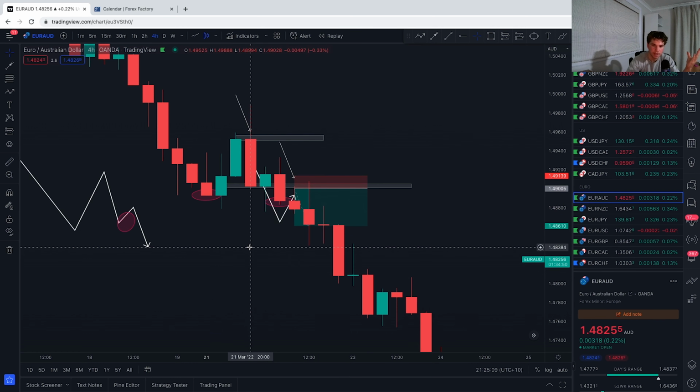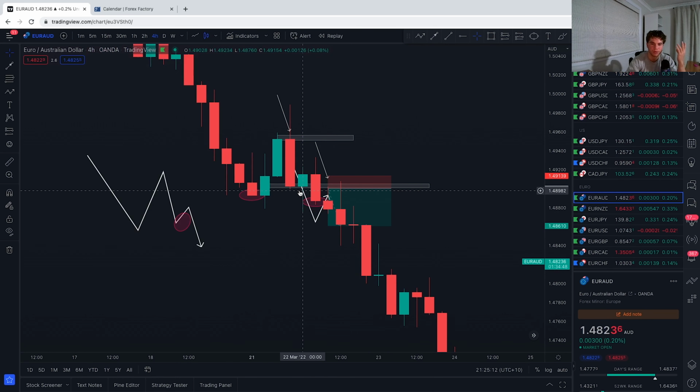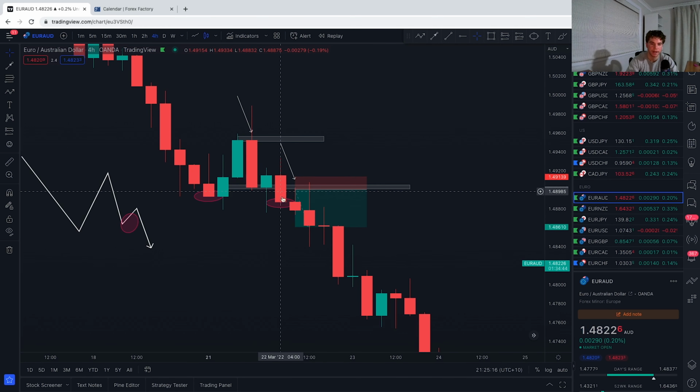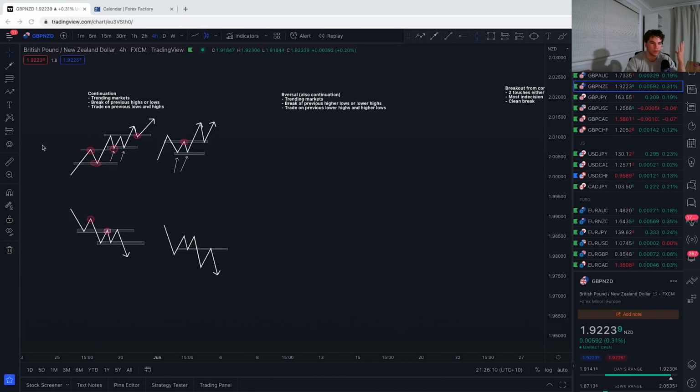It creates consistency, and you can see this is really not very hard to understand. We wait for the break and we trade off the previous most recent low. And uptrend's the exact same but the opposite. All right, so we've ticked the first one off our list, continuations.